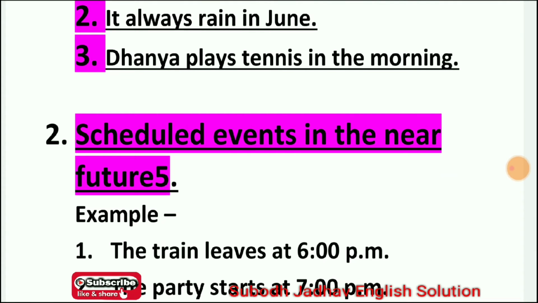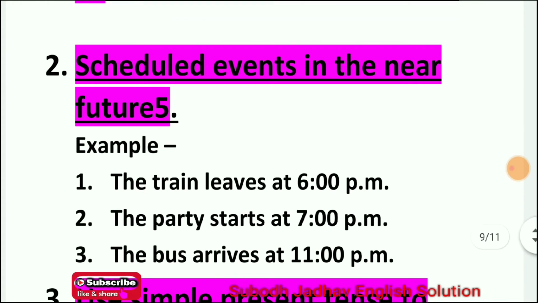Second: scheduled events in the near future. When the schedule is very near in the future, at that time also you should use simple present tense. Some examples: the train leaves at 6 p.m., the party starts at 7 p.m., the bus arrives at 11 p.m.